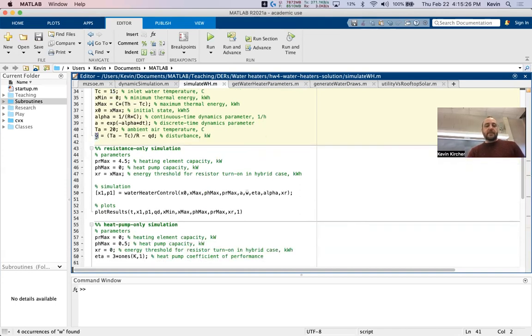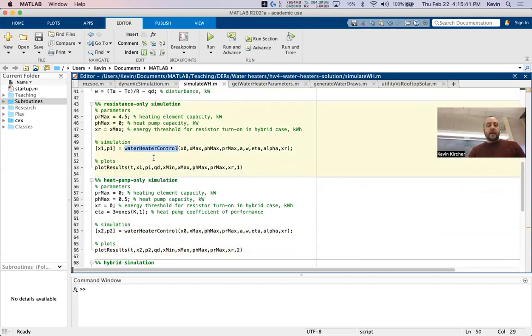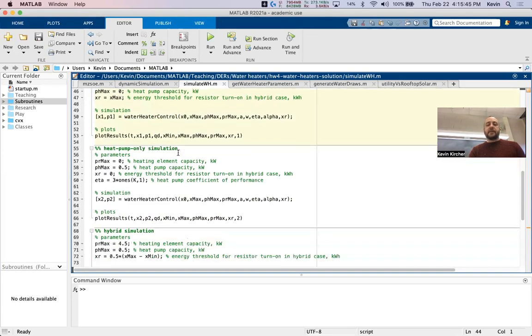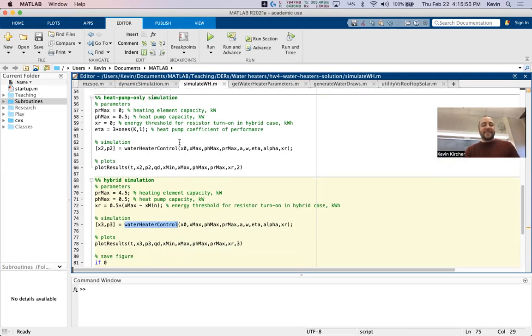And then W is basically a disturbance term that has the water draw primarily in it, but it also has some term related to the leakage through the tank. So this is just the model that showed up in the lecture slides. And then I run the water heater control function, and I do it in a number of cases: a resistance only, a heat pump only, and then a combined or hybrid simulation. The code for this I won't show you because it's your homework. But let's see what happens if you run it.